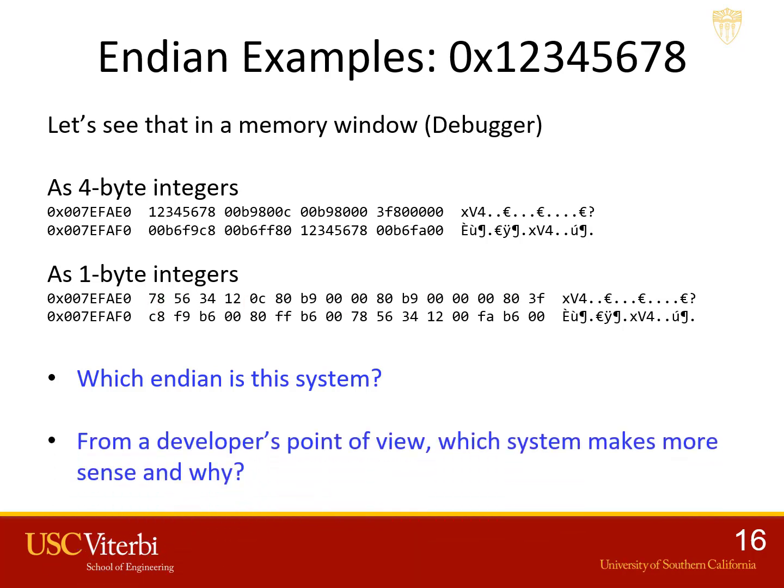So now, from a developer's point of view, which system would you say makes more sense and why? There's no wrong answer on this. If you spend a lot of time looking at memory windows, as I do, I think you might agree that looking at these little endian numbers can do a number on your head. On the other hand, I think it makes a lot of sense to say we should send the least significant byte first. And ultimately, as you can see, most modern systems have gone that way, indicating that the little endian systems seem to be the favorites.